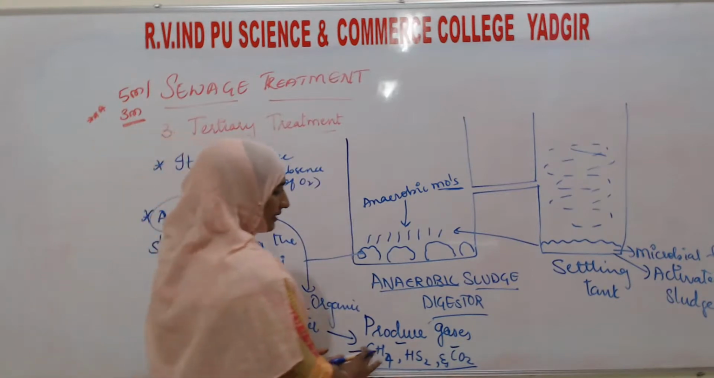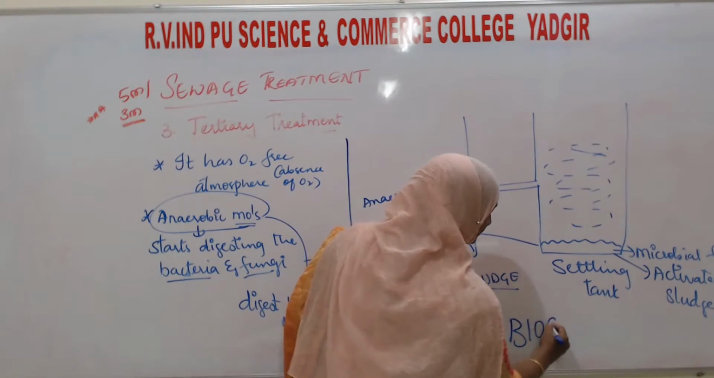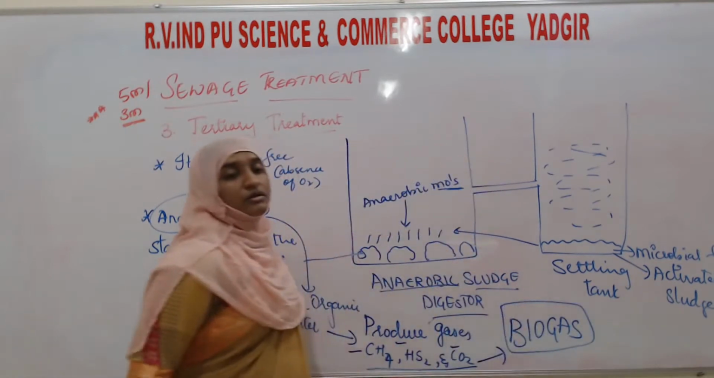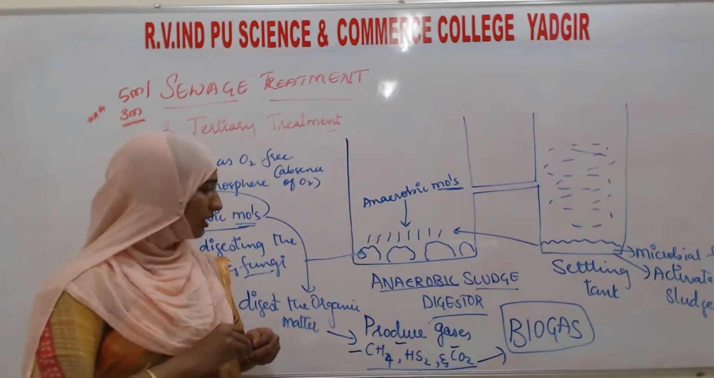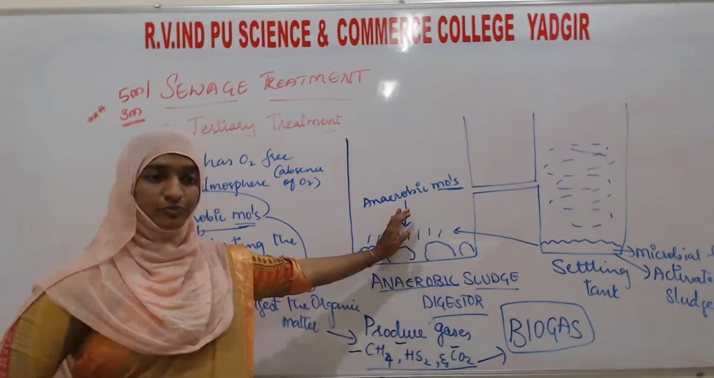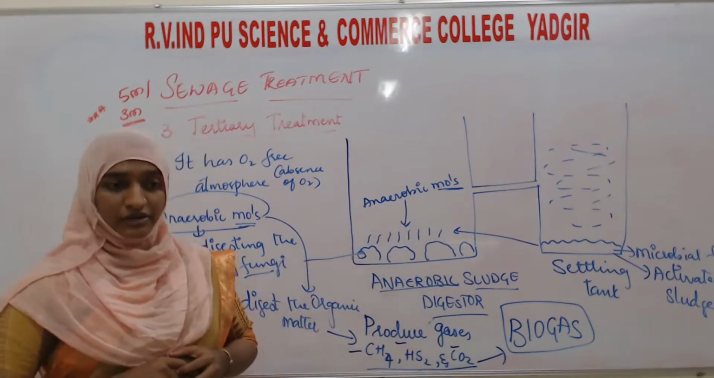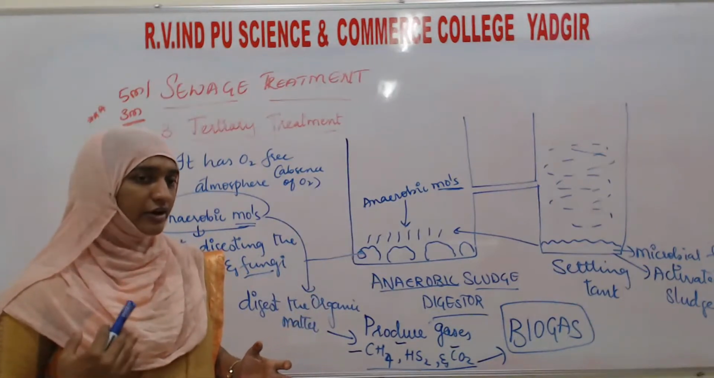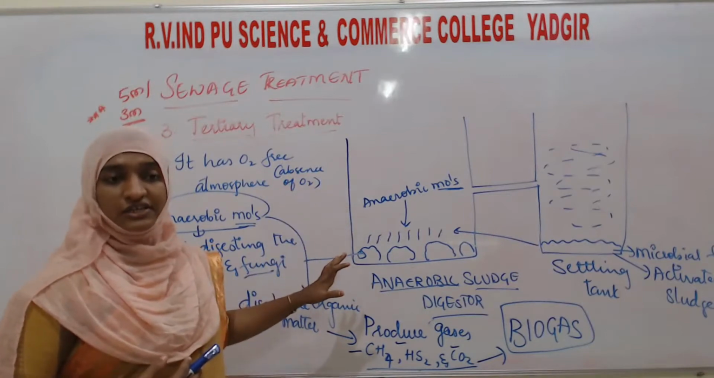Altogether this gas we can call biogas, or else gobar gas also. What do we call these gases that they produce? Biogas, which is produced after digesting the microbes and the organic matter. Okay, so this is about the tertiary treatment.